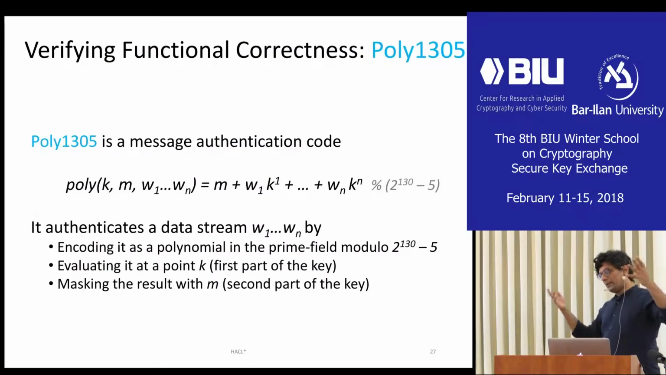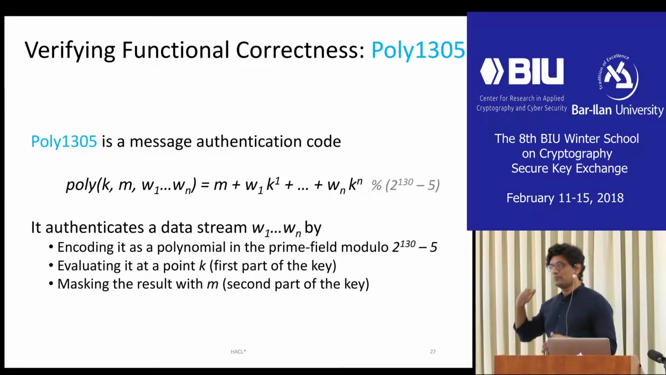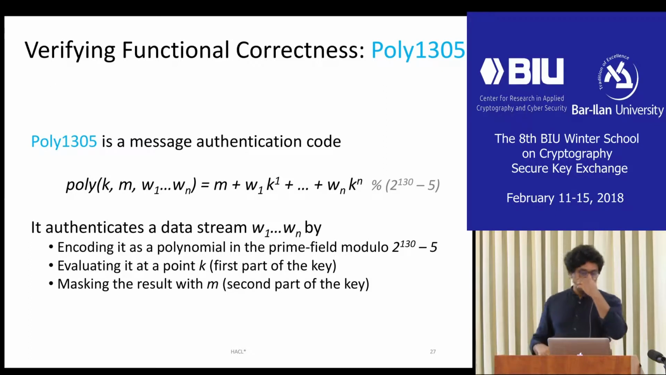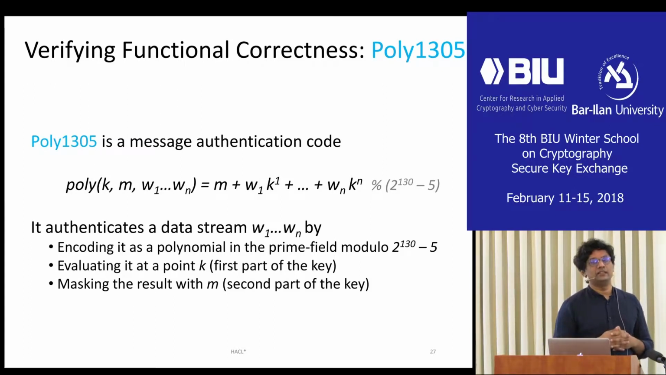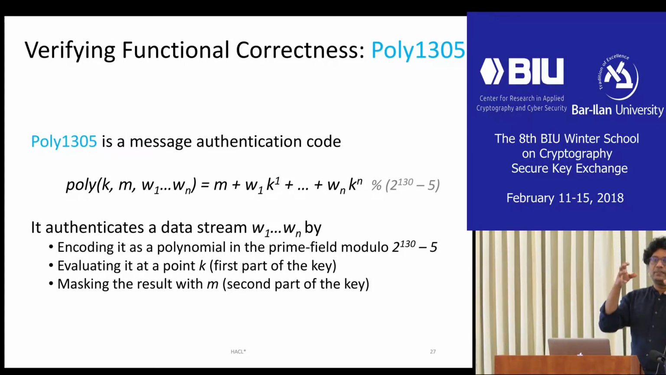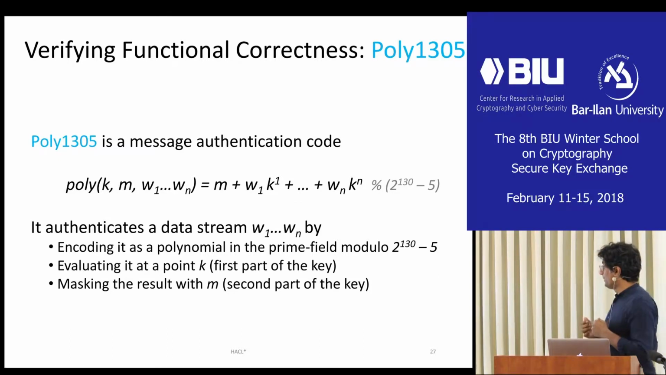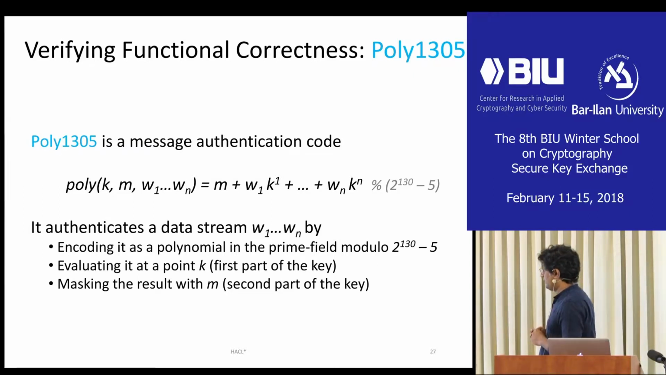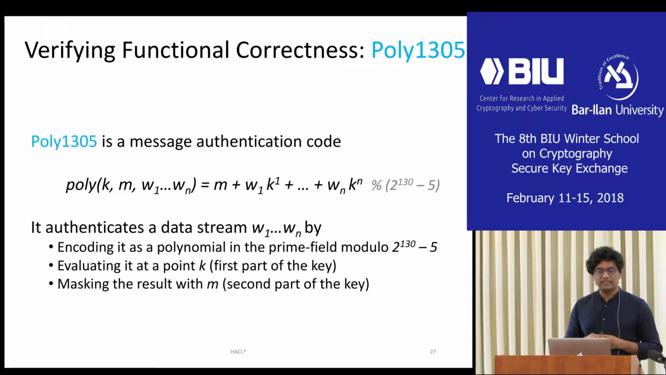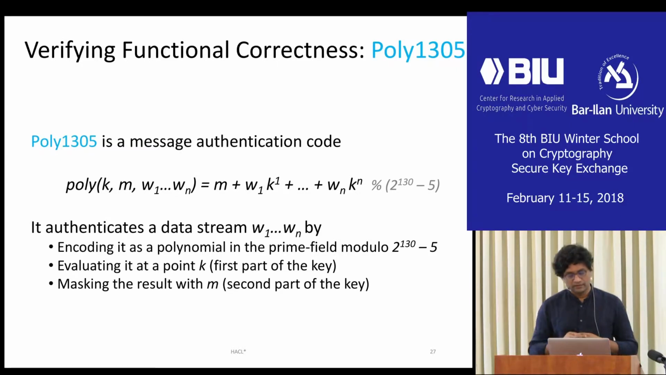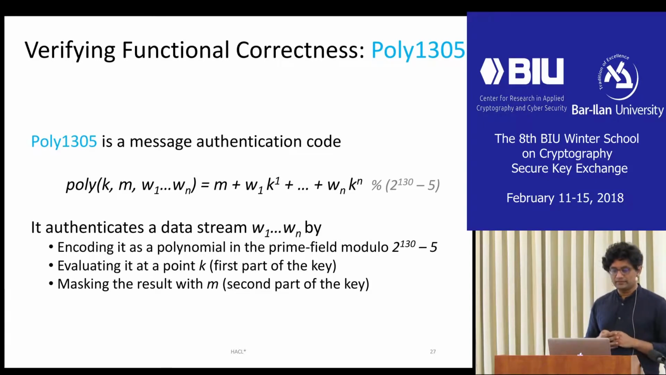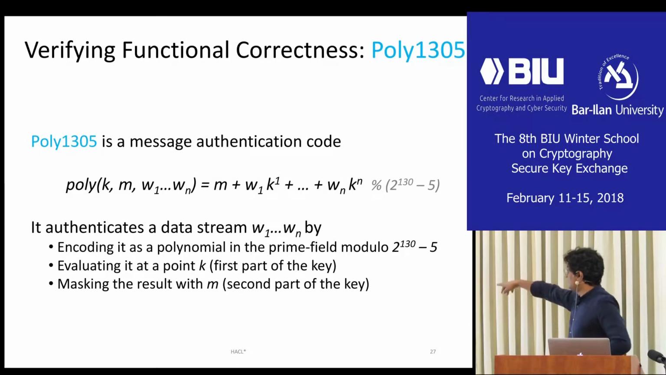But the most interesting part of the proof, even if it is not the most exciting because it's not attacky, is actually proving functional correctness. How do we know that the algorithm that we are implementing is actually the algorithm that we want to be implemented? So let's take an example, which is the Poly1305 message authentication code. It's a polynomial map, which means that you're given a key and an initial value m.